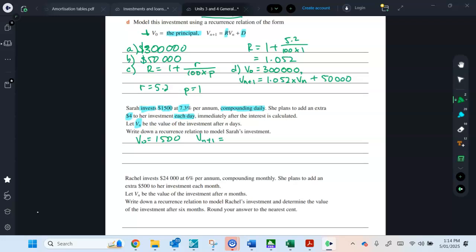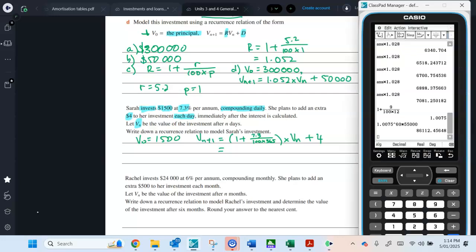So our R value, I'm going to put it in brackets, 1 plus our annual interest rate, 7.3 over 100, times the compounding periods. So the number of days in a year is 365. If you feel you're going to forget that, remember it's in your notes. All right, guys, you can have your notes for everything. Times VN plus 4, so $4 per day. All right, so let's just tidy this up. I can't do that in my head, so I'm going to have to do it on the calculator.